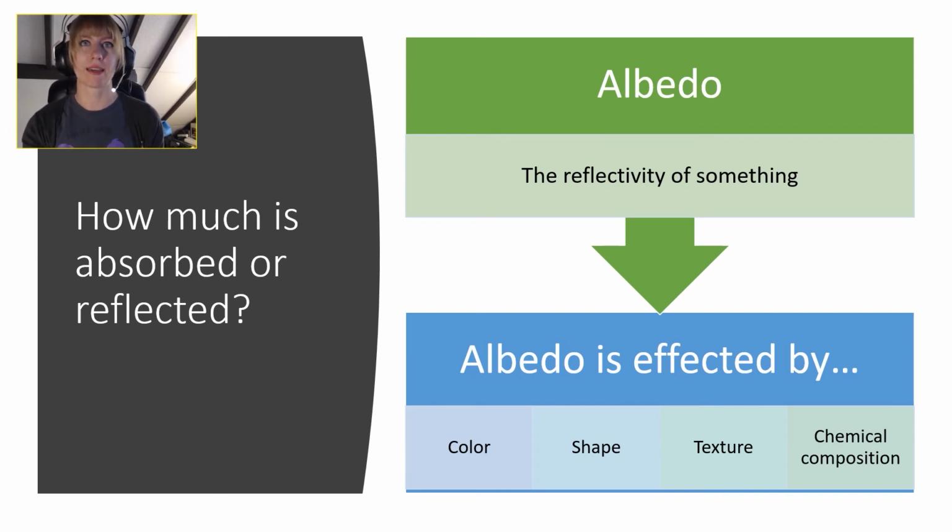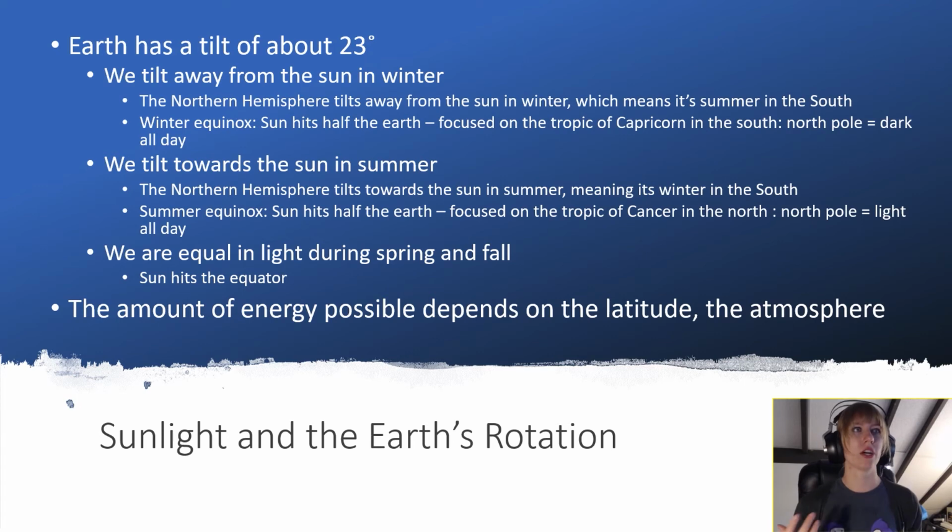So the Earth has a tilt of about 23 degrees. We're going to get back to what I previously said next time when we actually talk more about how this affects breezes. 23-degree tilt, and we tilt away from the sun in winter. So the northern hemisphere tilts away, meaning in summer in the south, winter equinox, so sun hits half the Earth, mostly the southern part, and it's focused on the Tropic of Capricorn in the south, which means the North Pole area, like Alaska, will have days of complete darkness.